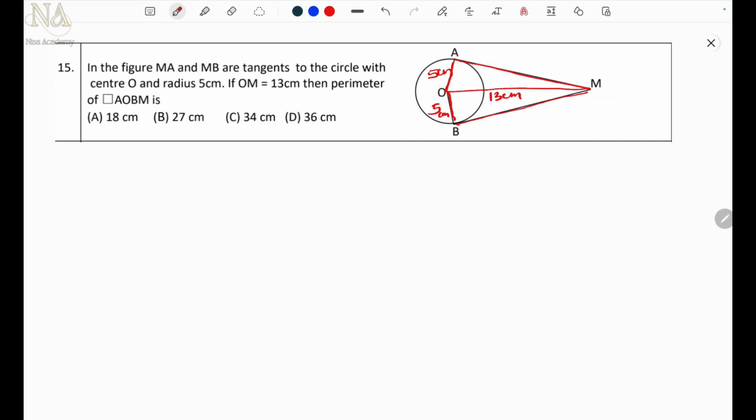And we know the tangents from an external point to a circle are equal, right? So AM will be equal to BM. So I just need to find any one tangent. And also we know that this AM is perpendicular to OA. Radius is perpendicular to a tangent. So same like the previous problem, we have to take a right angle triangle and use Pythagoras theorem. Let's find AM. So in triangle OAM, OA square plus AM square is equal to OM square.